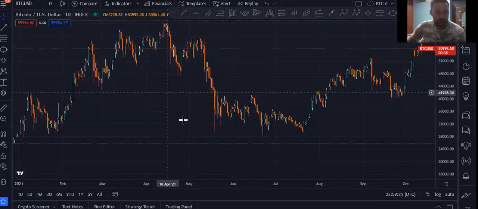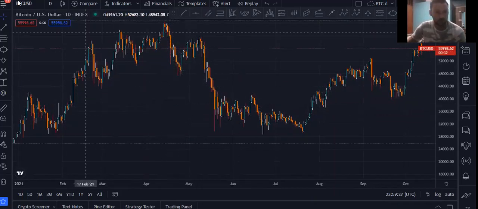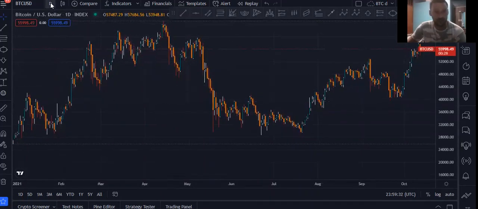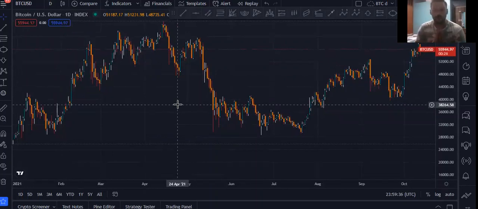Okay, here we have TradingView. We have a chart, Bitcoin USDT. This is a daily time frame. So guys, I'm going to try to simplify and speed up as much as I can so you don't waste your time, and I would just like you to understand how this strategy works.